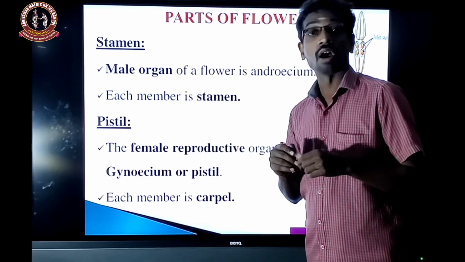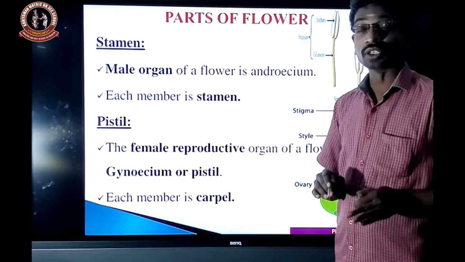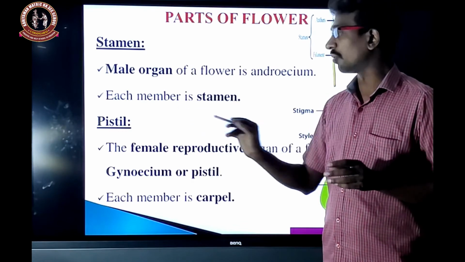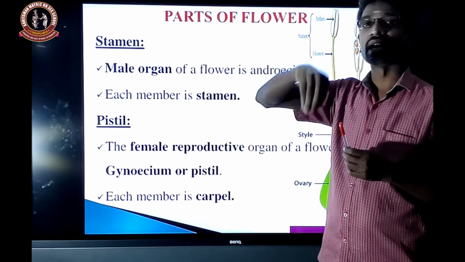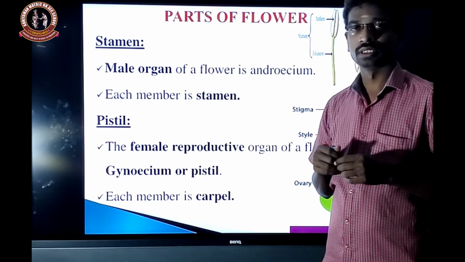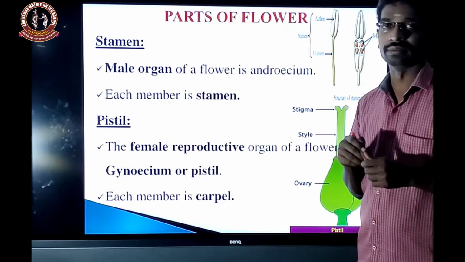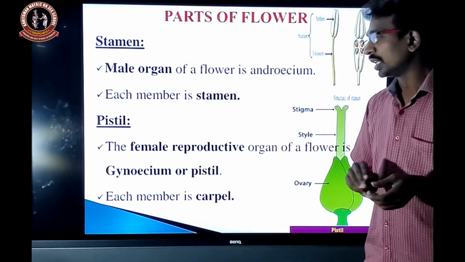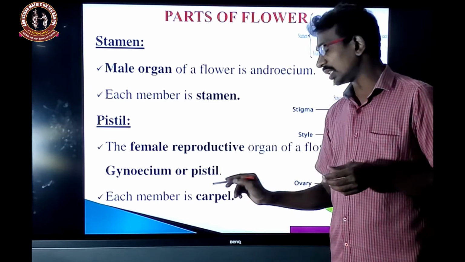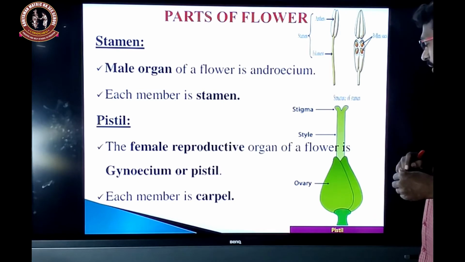And then the pistil or gynoecium, which is the innermost whorl of the flower, or the fourth whorl of the flower, which is present at the center of the flower. It's the female sex organ, the female reproductive organ of the flower, called the gynoecium or pistil. The single unit of gynoecium or pistil is a carpel. So that is the structure of the gynoecium.